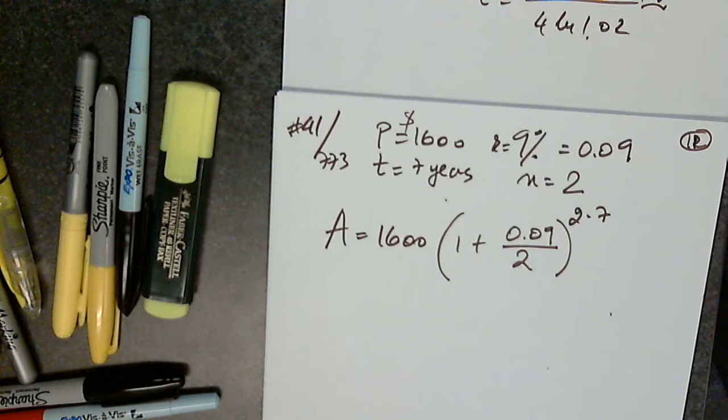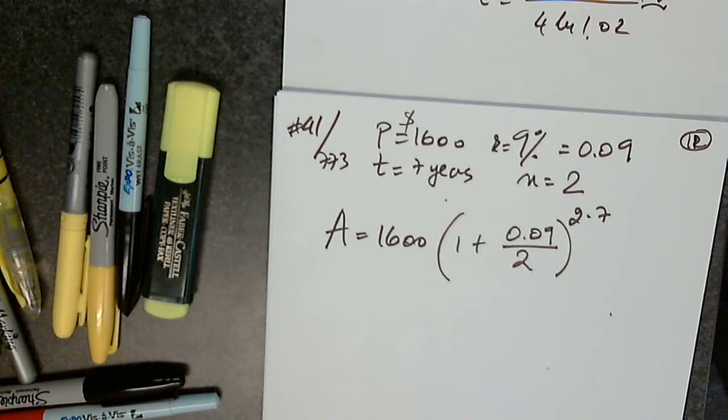So then I put it in the calculator. Not even in y equals. So we have 1,600, open the parenthesis, 1 plus 0.09 divided by 2, and everything raised to a power, put the caret in parentheses. 2 times 7 you can perform, and that's 14, and close the parenthesis and press enter.